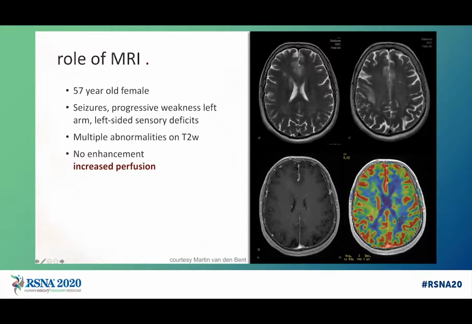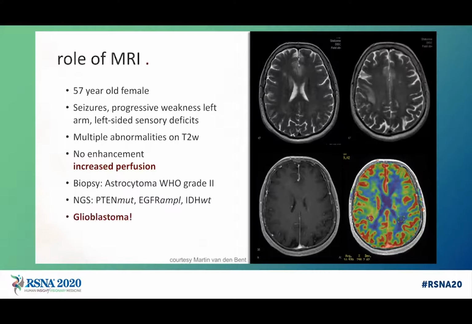Overall, this doesn't look particularly aggressive, but note that there is an area of increased perfusion, and this prompted urgent biopsy. So this came back as an astrocytoma grade 2, but note that the next generation sequencing showed an IDH wild-type tumor with PTEN mutation and EGFR amplification, so a profile consistent with glioblastoma and consistent with the increased perfusion that we saw as an indicator of biological aggressiveness.